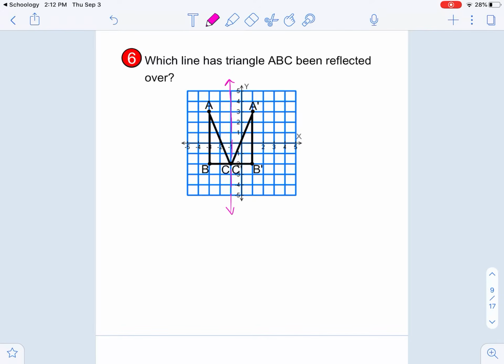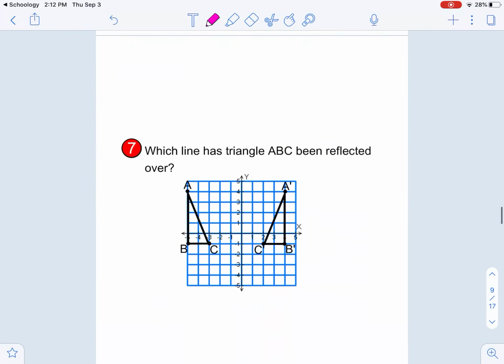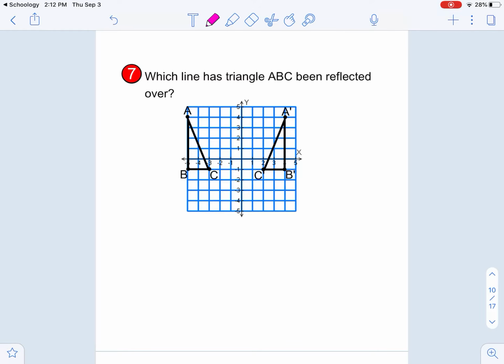This time, C falls on top of itself. B's 2 away, B prime's 2 away. A is 2 away, A prime's 2 away. That's a vertical line, vux, so x equals, and then look and see what x value it's going through, -1. Which line has triangle ABC been reflected over? Try this one.